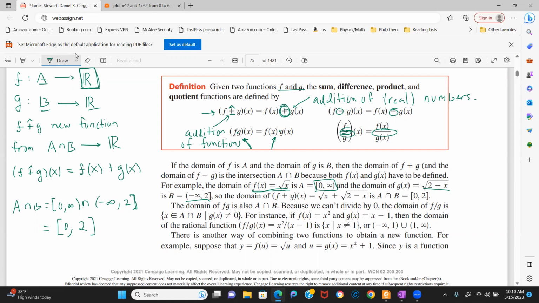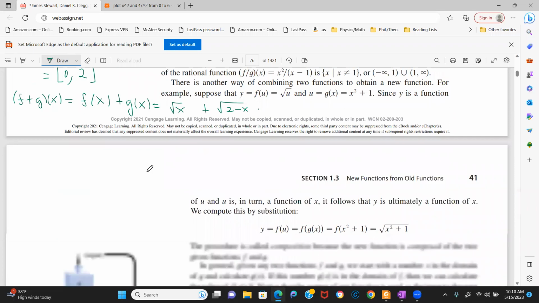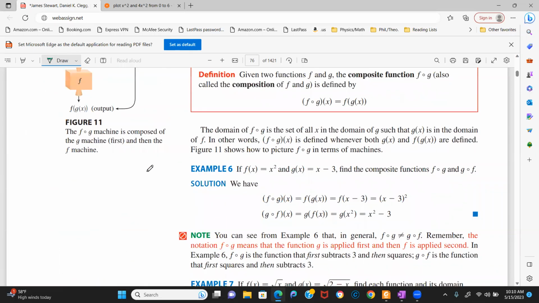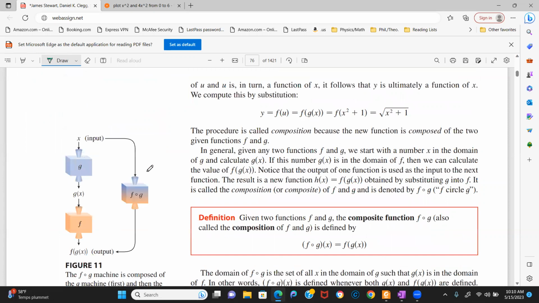And then the function, the addition of them, let me just write it over here if it's too cramped, is by definition, f plus g at x is by definition f of x plus g of x. And f of x is just square root of x, and g of x is square root of 2 minus x. So that's how you add and subtract functions.